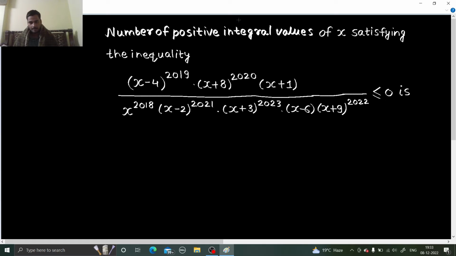This looks like a very horrible problem, but it is not, because once you know the concept, problems like this just show you that they are horrible, but they aren't. So, how can we proceed with this?